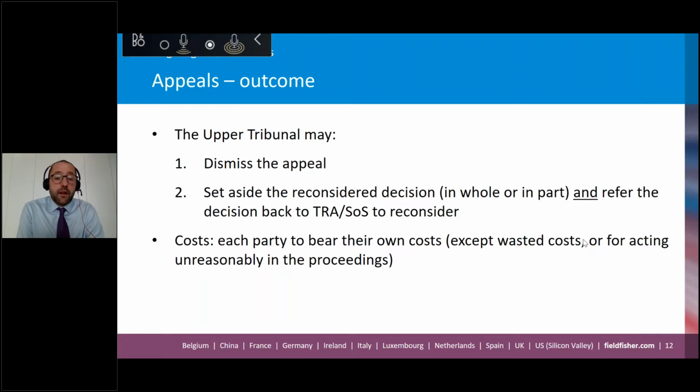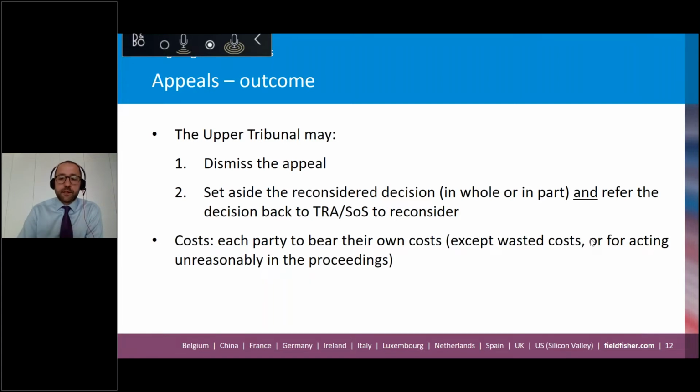Final point is on costs. I think this is really critical to be aware of. So in appeals before the Upper Tribunal, Trade Remedies Appeals, the general rule is that each party will bear their own costs. So that means a party that loses won't be ordered to pay the legal costs of the party that wins the appeal.